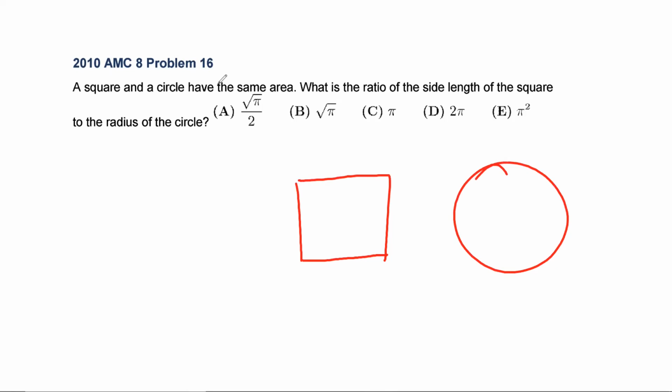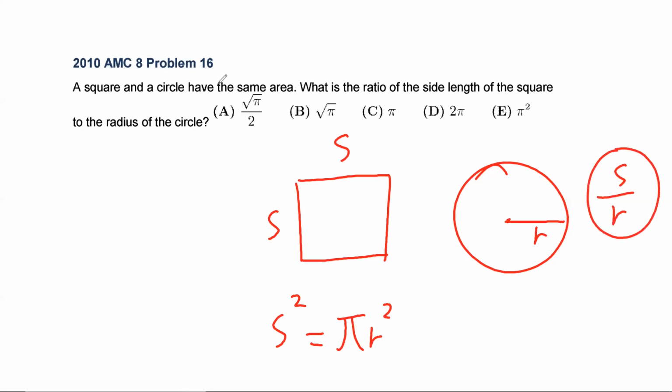So we're told that the square and circle have the same area. Let's say that the side length of the square is s, and let's say that the radius of the circle is r. So we're told that s squared is equal to pi r squared. They're asking for s divided by r, which is the ratio.